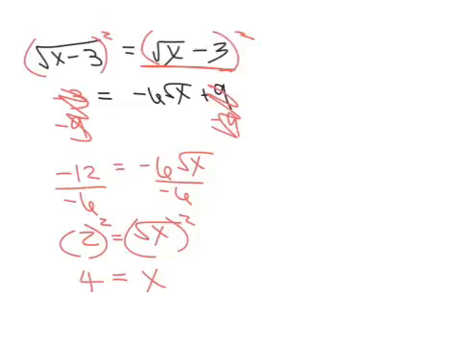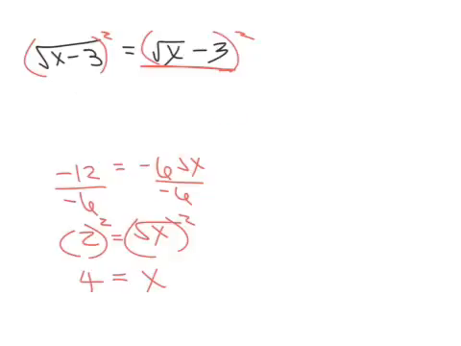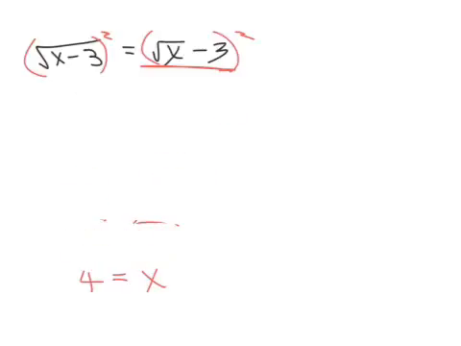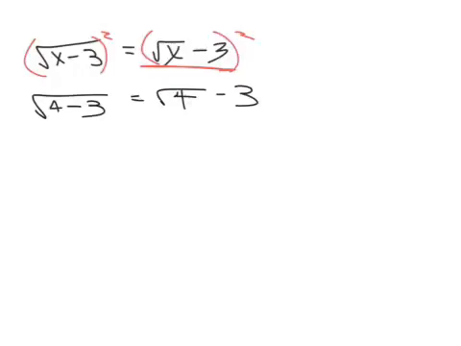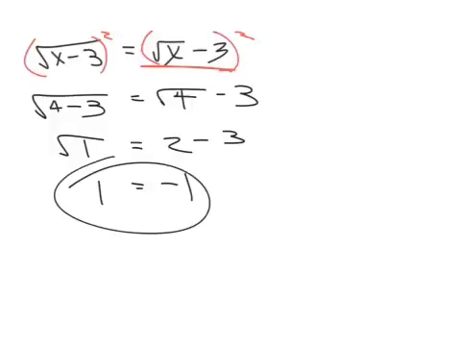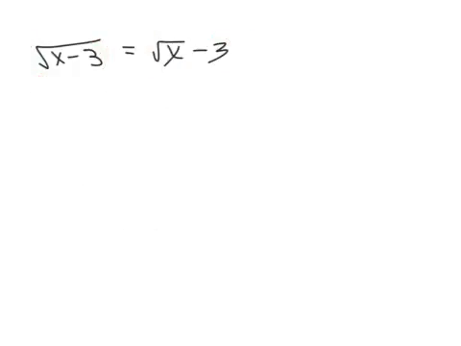Okay, that all looks well and good, but I'm not home free yet, because now I have to take my 4 that I got for x and plug it in. So I got square root of 4 minus 3 equals the square root of 4. That's what my x is. So square root of 1 equals 2 minus 3. Square root of 1 is 1 equals negative 1. That does not work. So my answer of 4 is not an answer. There's no solution then if I get an answer like that. If it doesn't work when I check, you just say, sorry, there's no answer.